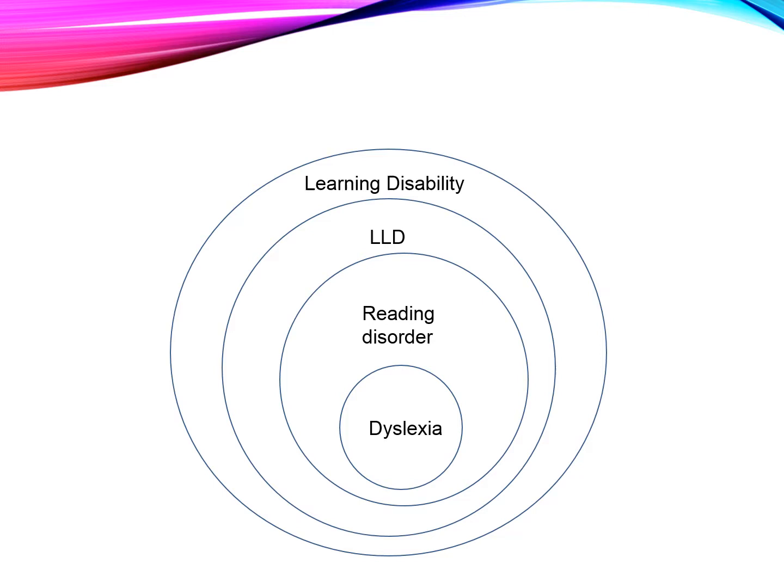So here's a visual to understand how they all relate. Here's a big circle, learning disabilities. And with that, most learning disabilities are language-based learning disabilities. That is the LD circle. Of those language-based learning disabilities, most of those are reading disorders. And of reading disorders, there's a large number of students of those who are dyslexic.